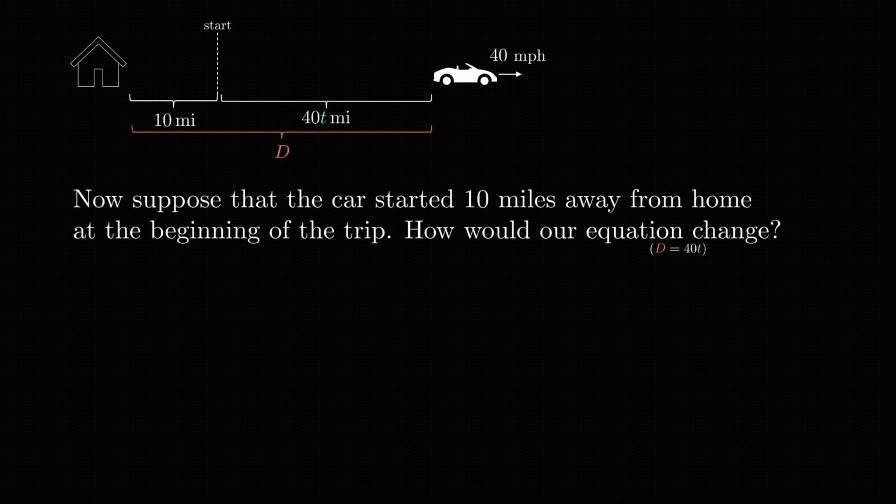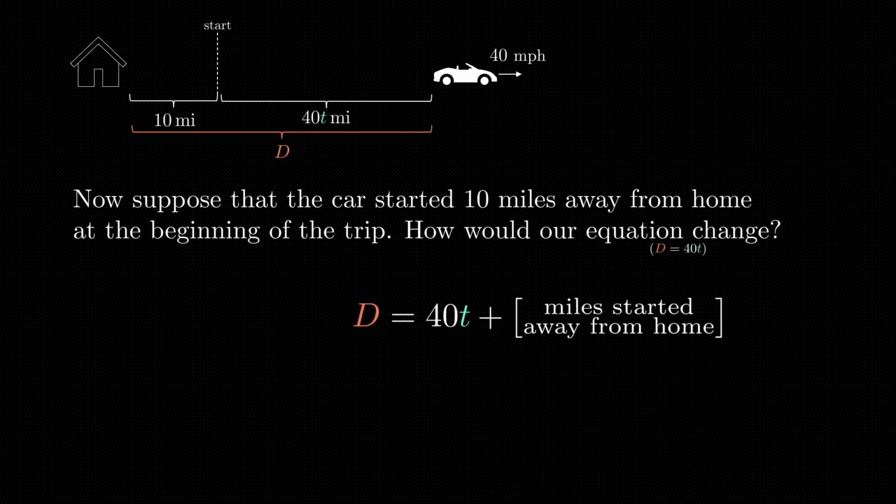And since the entire distance from home, d, is the sum of the 10 miles head start that we had with the distance that we drove, our total distance from home can be modeled with this equation. D is equal to 40t plus the head start that we had, which was 10. And expectedly, this is very similar to the last problem. We just have an extra 10 tacked onto the distance because we had a 10-mile head start.